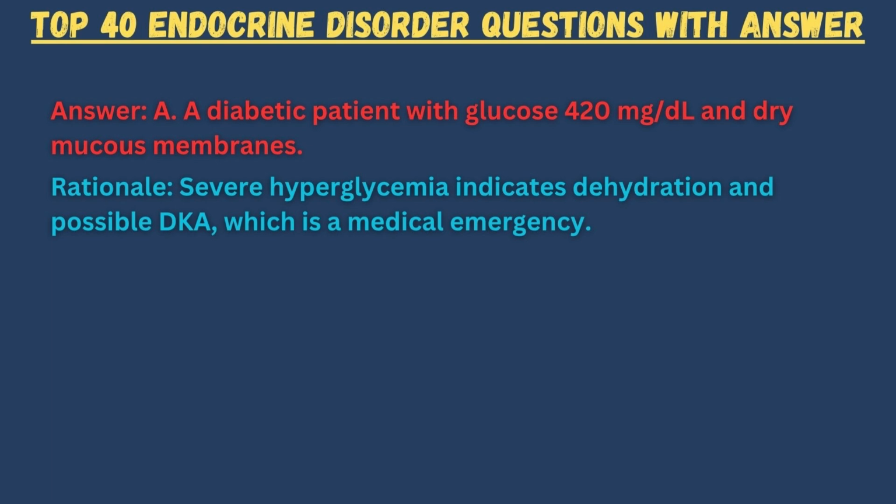Answer. A. A diabetic patient with glucose 420 milligrams per deciliter and dry mucous membranes. Rationale. Severe hyperglycemia indicates dehydration and possible DKA, which is a medical emergency.